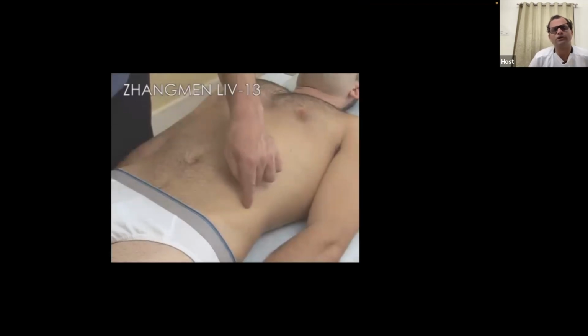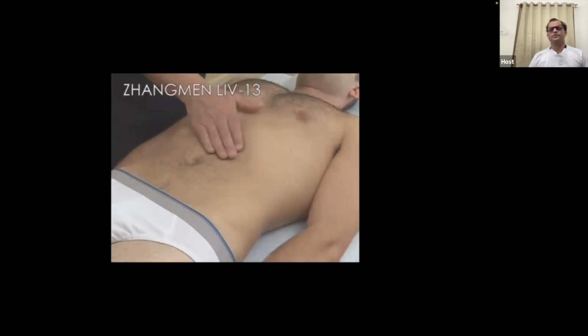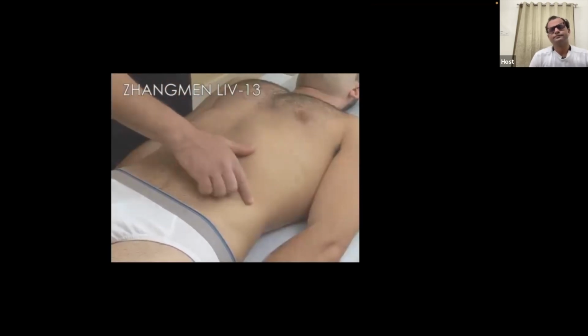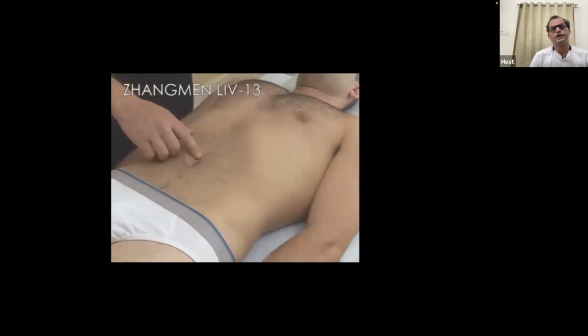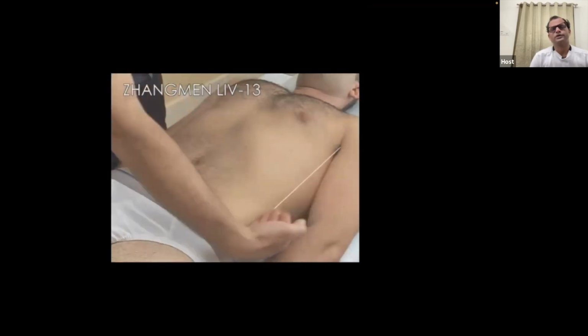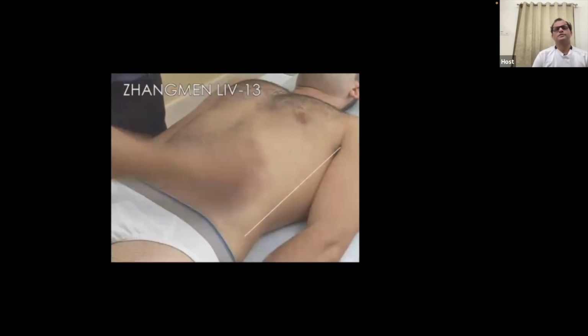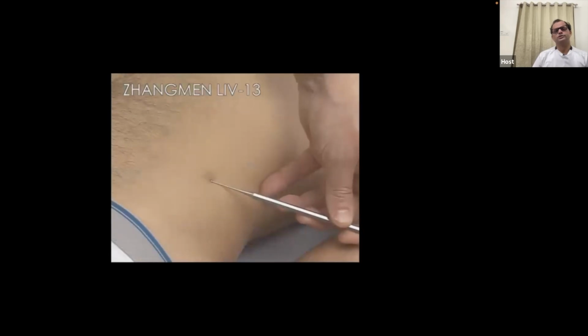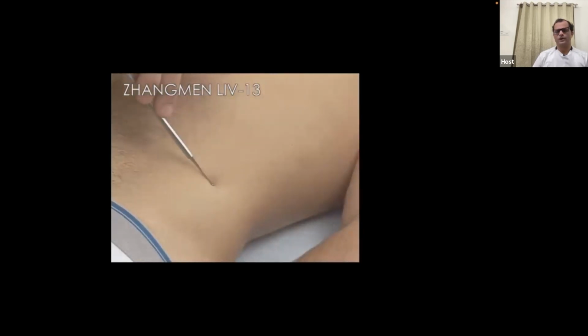This point is located near about the level of the navel, but many people have a little bigger abdomen, so we have to think. We can see this is the liver 13 point, at the upper level of the navel. And we can see this is called the anterior axillary line. So this is liver 13. Okay, now I will tell you the other way to look for this point.